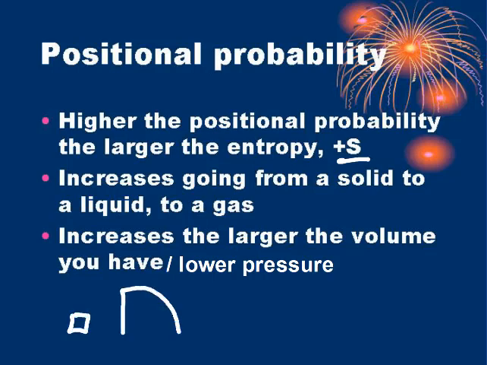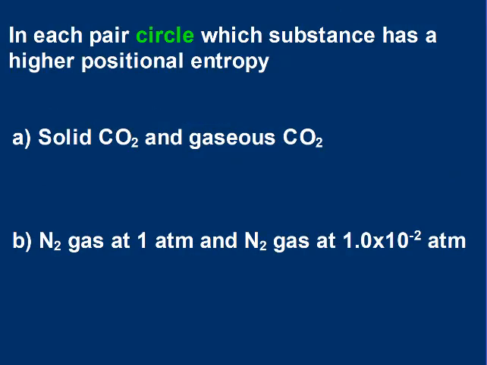So small volume, large volume. This one would have a larger S. If I have a lower pressure, then that often refers to a larger volume. So lower pressure or larger volume will increase the positional entropy or positional probability, which is entropy.